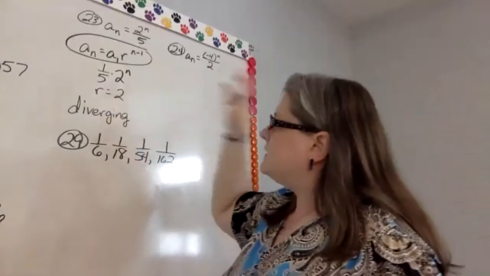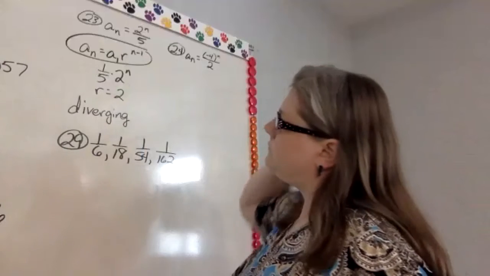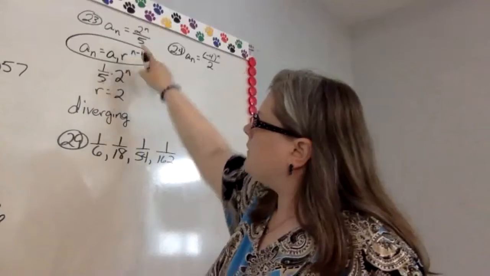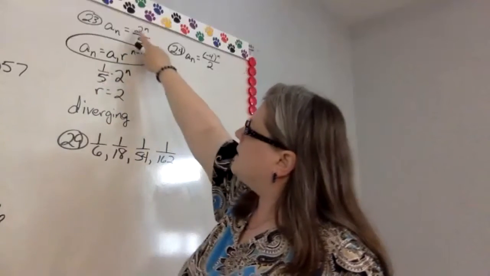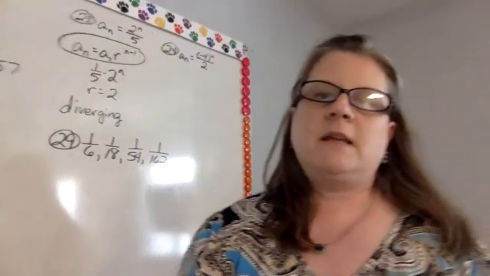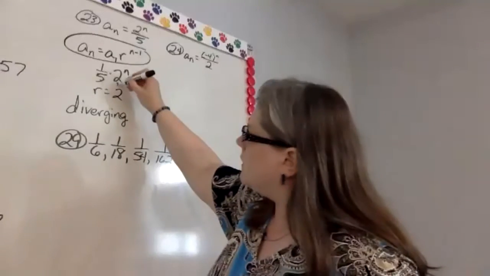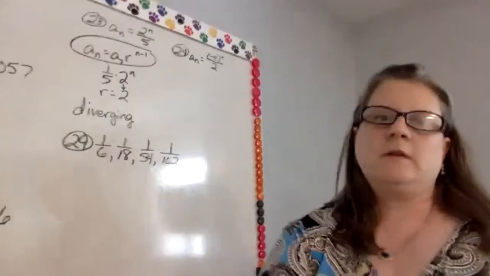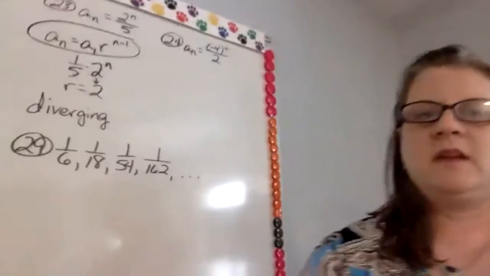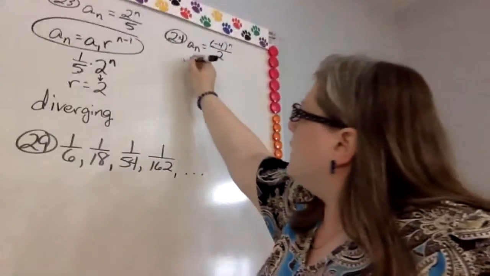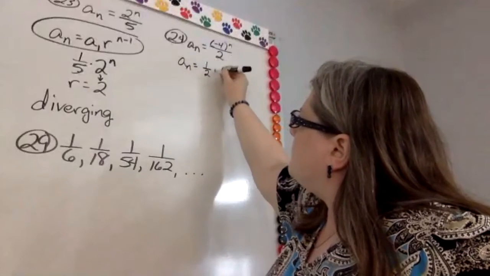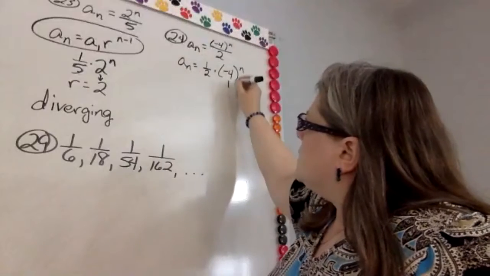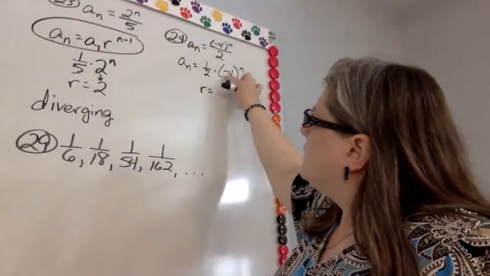You basically simplify the fraction. You put it into 1 over whatever the denominator was times the thing that's raised to the n power, and whatever's raised to the n power is your R. So we're doing the same thing on 24. I'm rewriting it first. It'll be 1/2 times -4 to the n power. That's my R. R is -4.